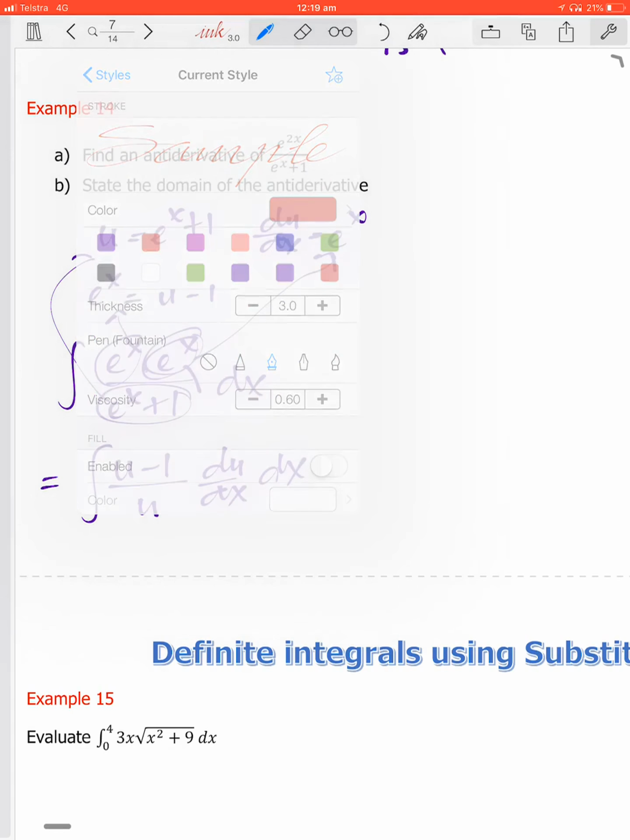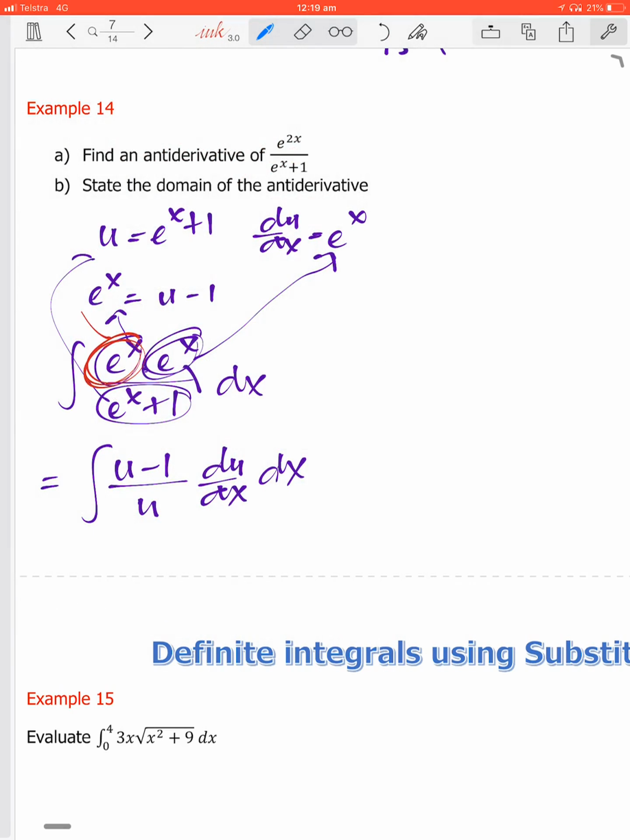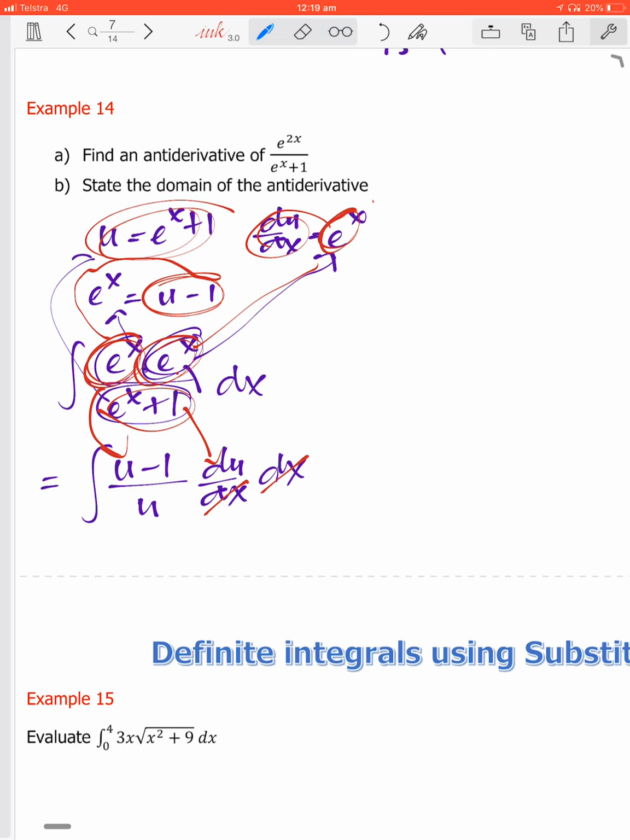So I'll just circle everything. e to the x, we know, is u minus 1. So I'll put that there. e to the x, we also know, is du/dx. So I'm replacing that e to the x with du/dx. And then e to the x plus 1 we know is just u from this equation here. Now they can cancel. So I end up with the integral of u minus 1 on u du, which of course u on u is just 1, minus 1 on u, which is u to the negative 1, du.